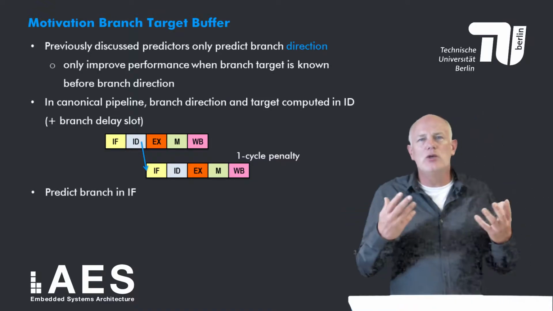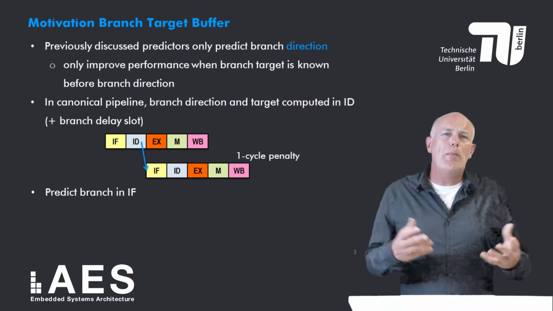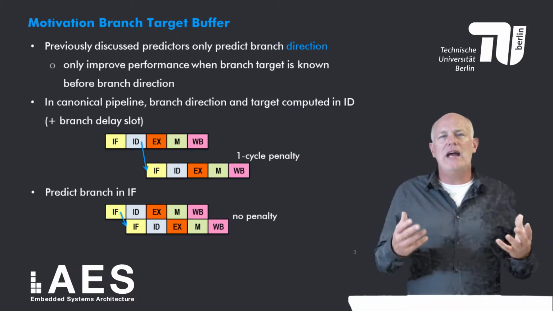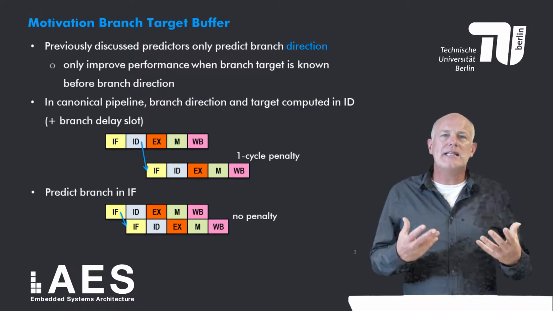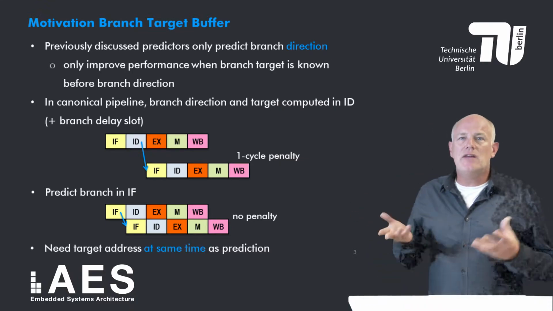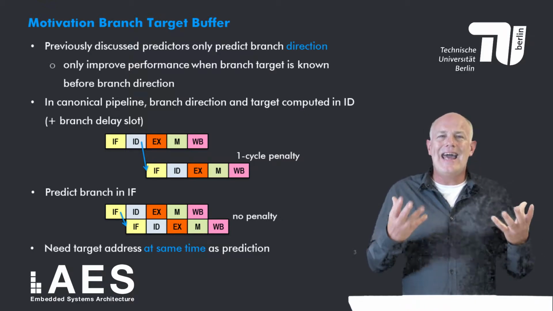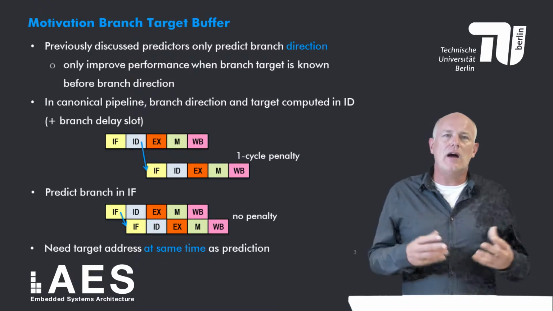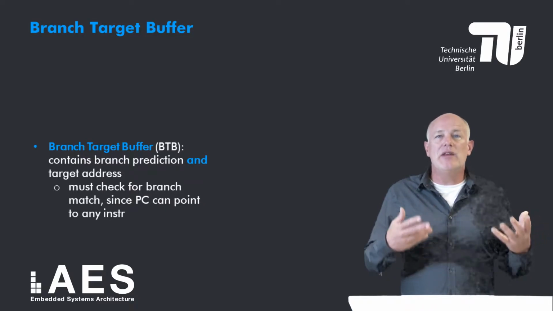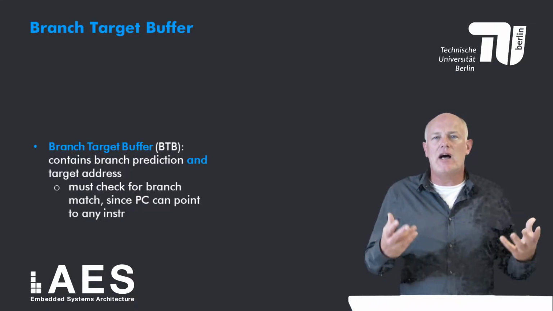What we would like to do now is to predict the branch in the instruction fetch stage. Then a branch would incur no penalty if it is correctly predicted, as this pipeline diagram illustrates. The branch is predicted in the fetch stage, and in the next cycle the correct target instruction is fetched. This implies, however, that we need the target address at the same time as the predicted direction. The branch is predicted and its target address returned so that the target instruction can be fetched in the next cycle. A branch prediction table that stores the target address of each branch in addition to the branch prediction is called a branch target buffer.